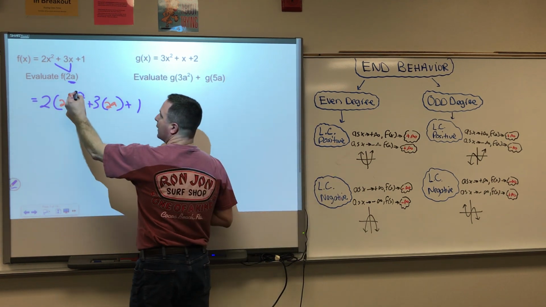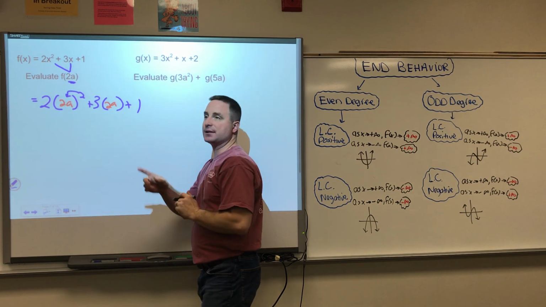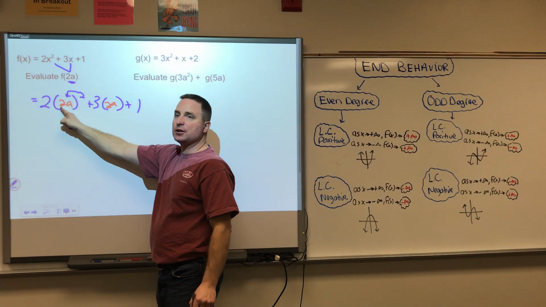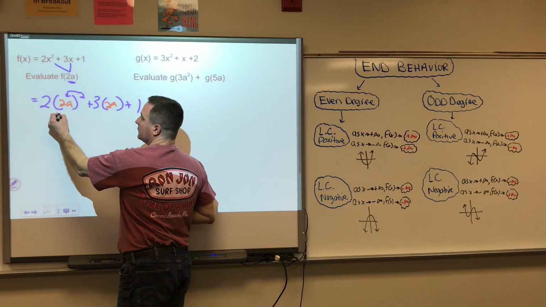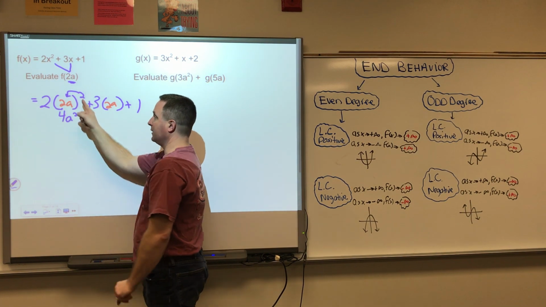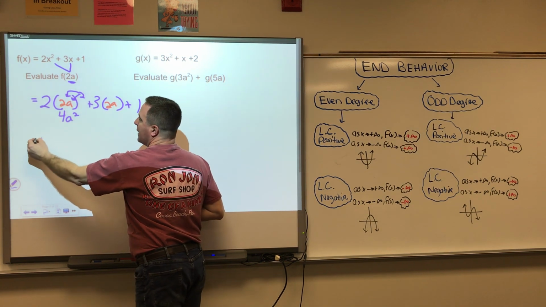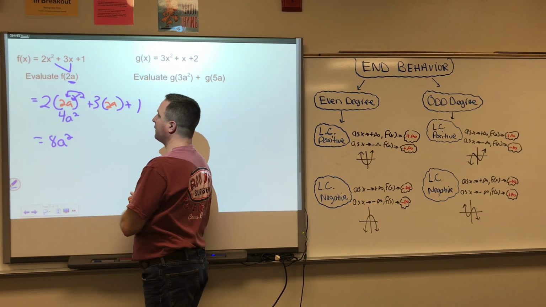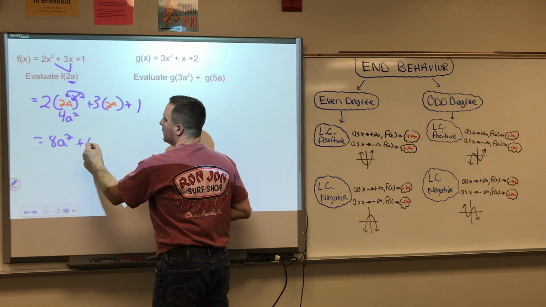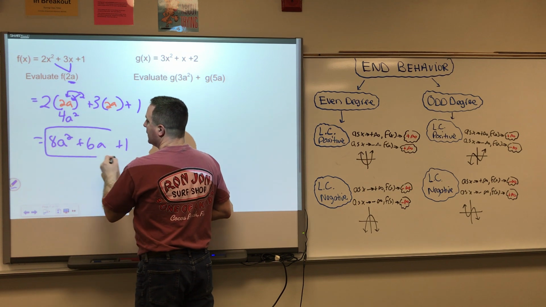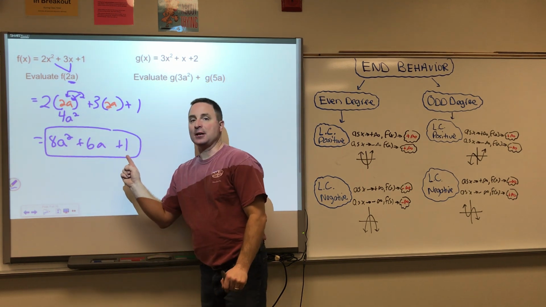Now remember, this square right here only goes with what's in parentheses. And if I do 2a squared, I also have to square the 2. 2 squared is 4a squared. Okay, that goes to both of them. And then 4 times 2, I get 8a squared for that first term, plus 6a plus 1.